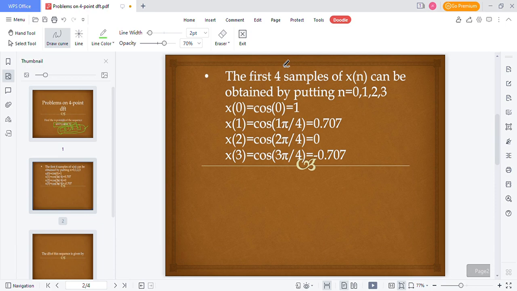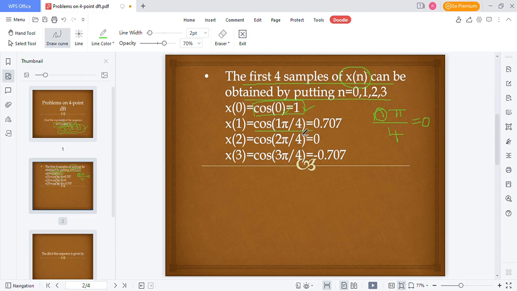So see, here you first have to find four samples of x of n. The first four samples of x of n can be obtained by putting n equal to 0, 1, 2 and 3, right? When you apply 0, 1, 2 and 3, cos of 0 is equal to 1, right? Why is it 0? You have n pi by 4. If you apply n equal to 0, then multiplying 0 with pi by 4 gives 0. That is what we have written over here, which gives 1.